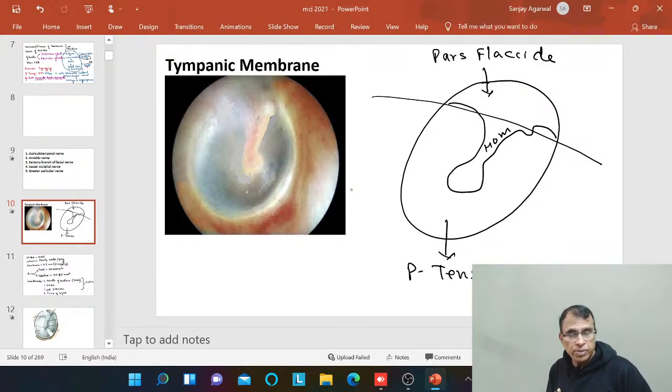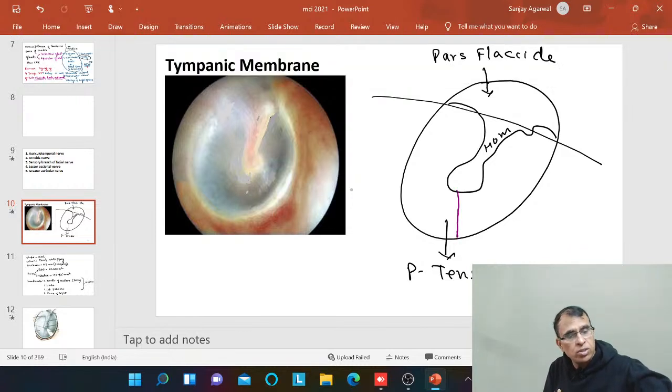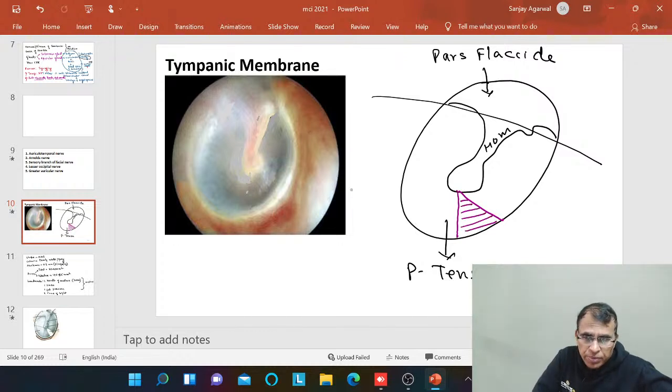And the last thing on the membrane you have to know, there is a cone shaped area. There is a cone from the umbo. See, this is umbo, you know. There is a cone shaped area coming like this. And this is the brightest part of the tympanic membrane. Brightest. As if light is coming out.